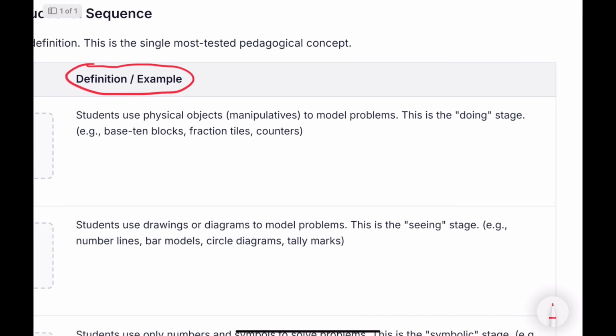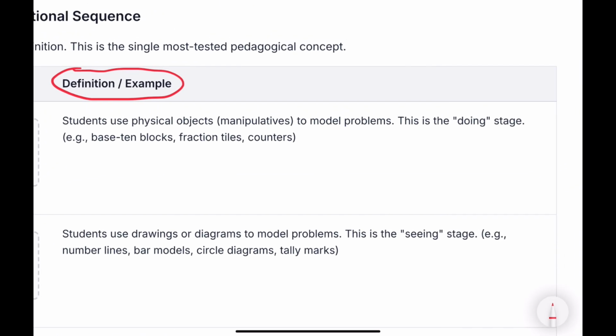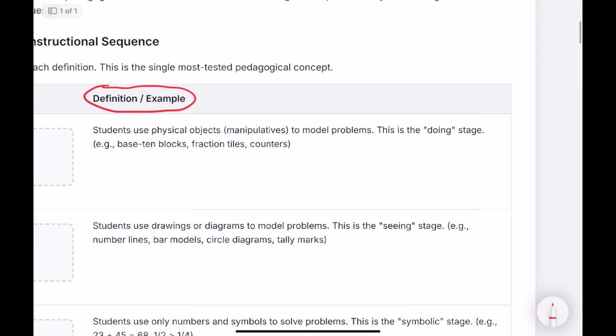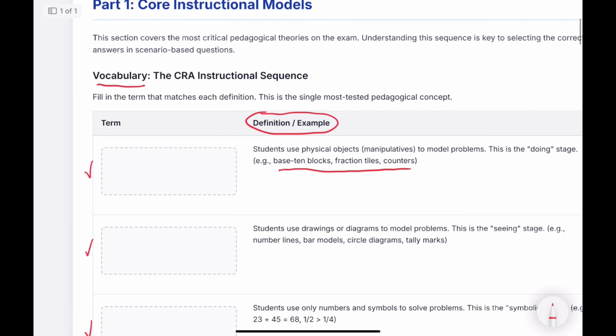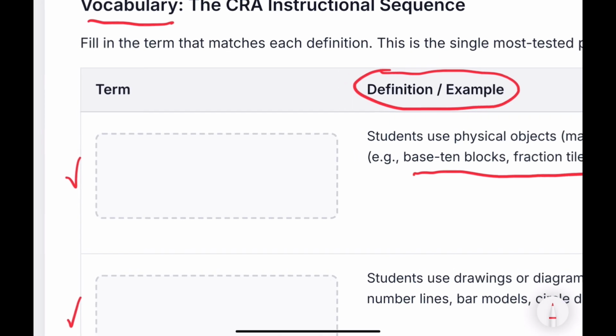So let's begin. Students use physical objects, these are manipulatives, think here like blocks or tiles, in order to model problems. This is the doing stage. So we can think about all the different things that we can provide students in order to provide them with a more concrete way of learning math. So that right there is just what I mentioned. That's a concrete instructional strategy.